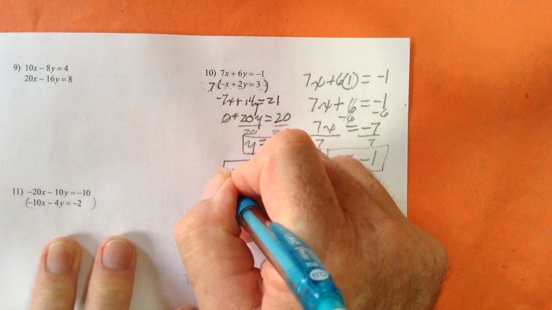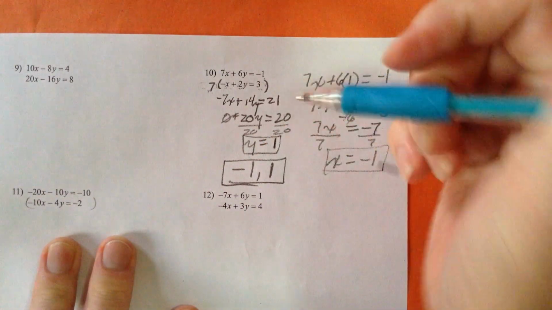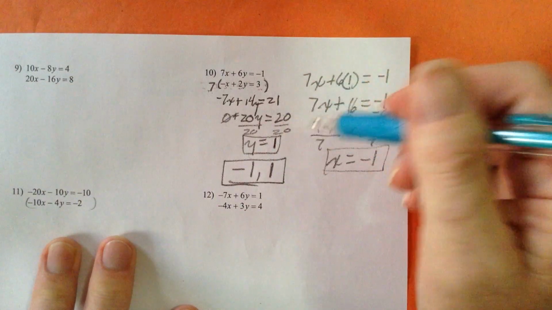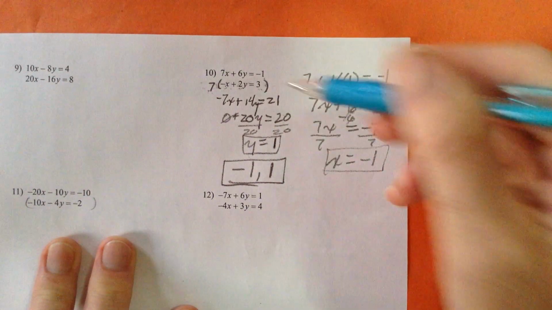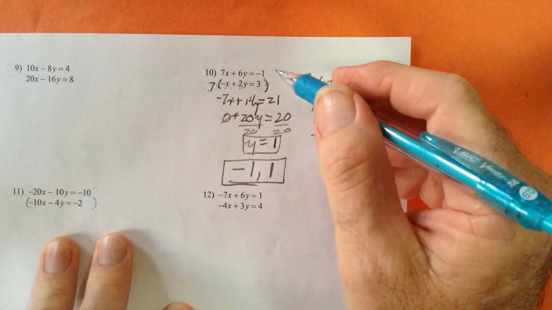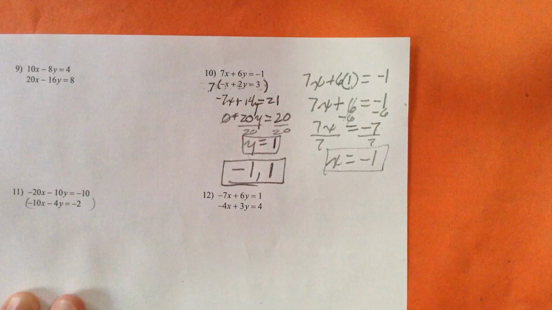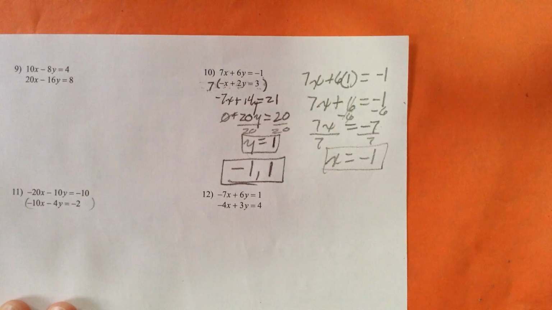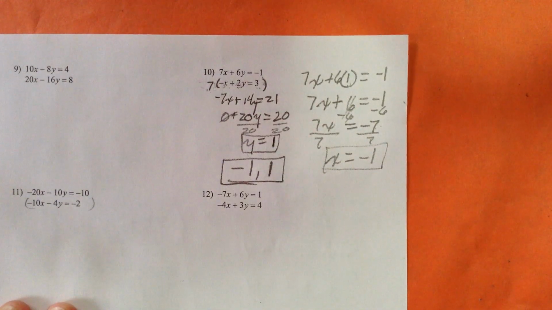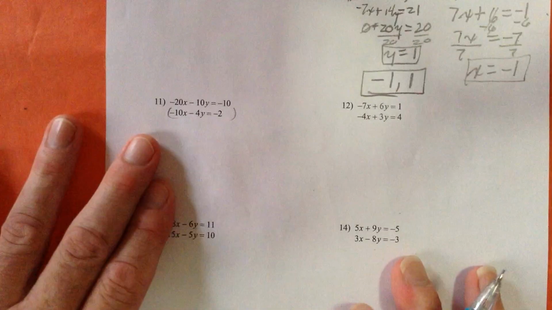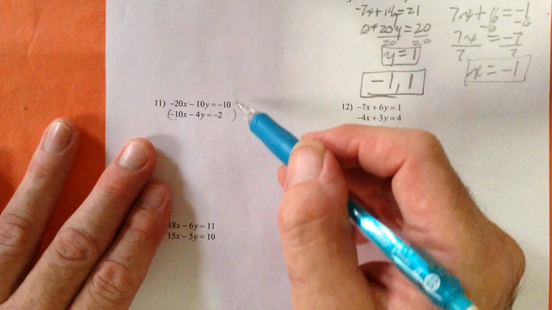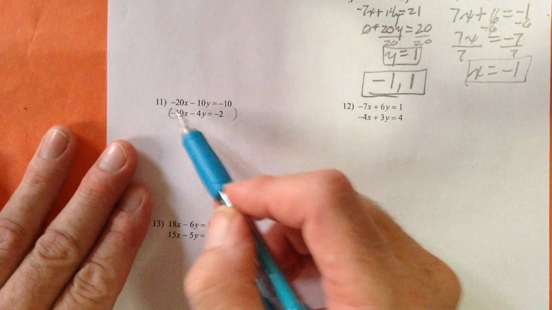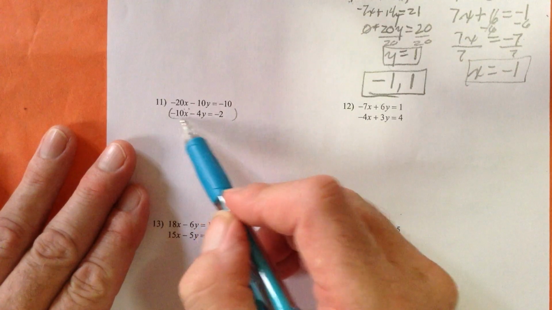Okay? So therefore the answer to this one would be x is negative 1, and y would be a positive 1. That would be where the two lines would cross if you graph these two equations. Okay, another one. How about 11? I haven't worked this one out yet, but let's see. Negative 20x and negative 10x.